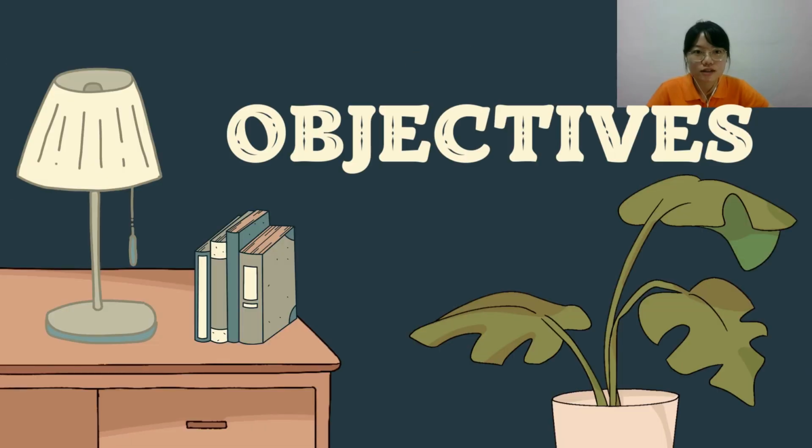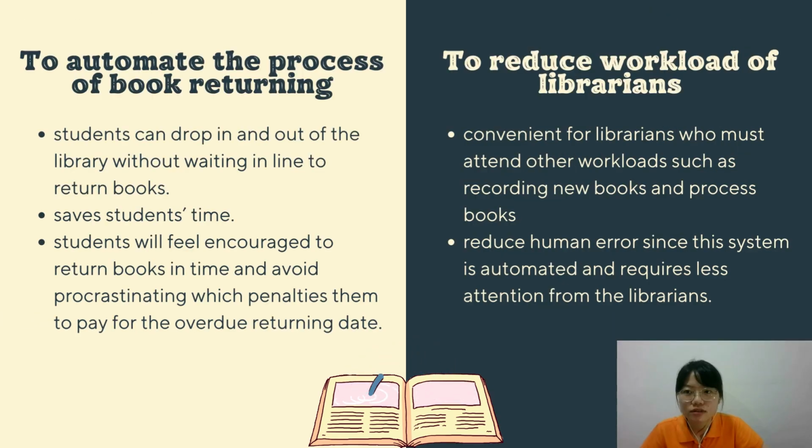Next, I will present the objective of this project. The first objective is to automate the process of book returning. So with this system, students can drop in or out of the library without waiting in line to return books. This saves students time as they need to attend lectures and other stuff. Furthermore, students will feel encouraged to return books in time and avoid procrastinating, which penalizes them to pay for the overdue returning date. And the next objective is to reduce the workload of librarians.